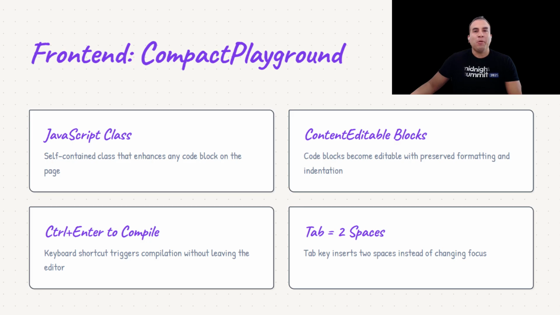Ctrl-Enter is the compile shortcut. You press it, your code gets sent to the server, and the result appears right below the code block. No page reload, no form submission. And a small but important detail, the tab key inserts two spaces instead of switching focus to the next element. Little things like that make the difference between a toy and a tool.